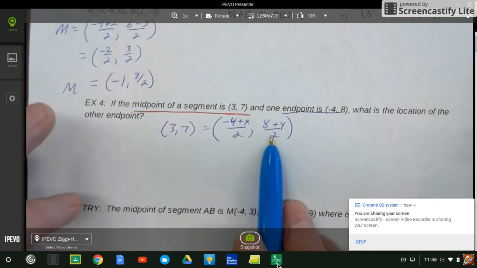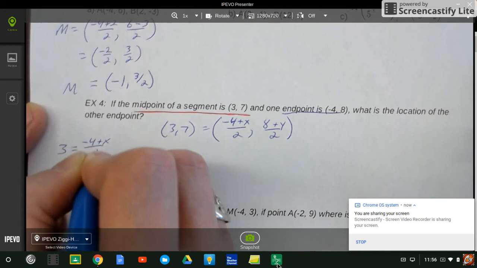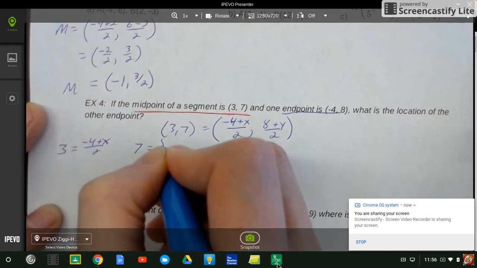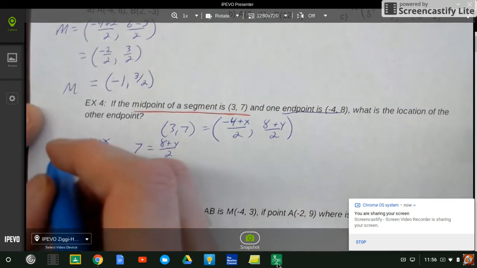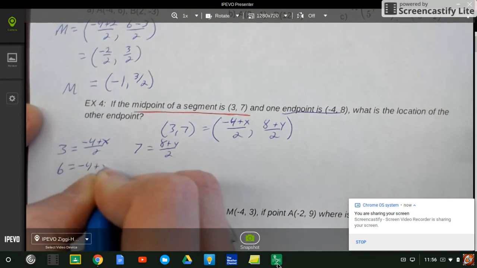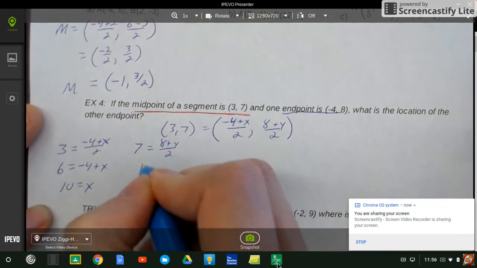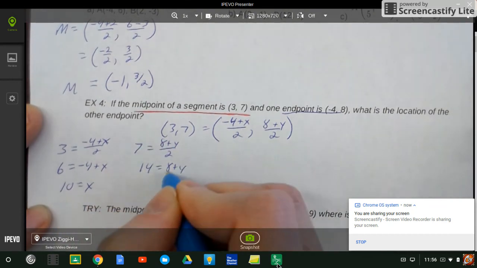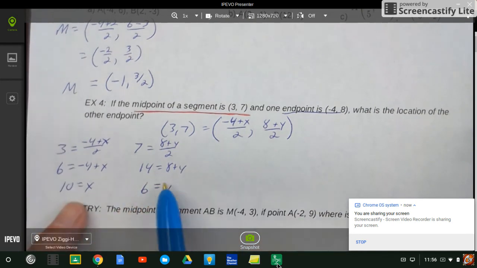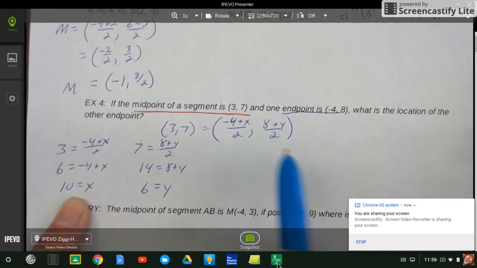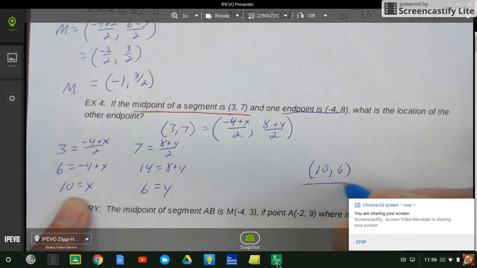So there's 2 equations I can set up. 3 should equal negative 4 plus x over 2, and 7 should equal 8 plus y over 2. So we just need to solve for each variable separately. When I cross multiply, I get that, and I add the 4 to both sides. There's my x value. Same thing, cross multiply, subtract 8 on both sides. I believe that gives me 6. And now I have my x and y values. We do want to find the endpoint, so make sure to put this as a coordinate. My coordinate is 10, 6.